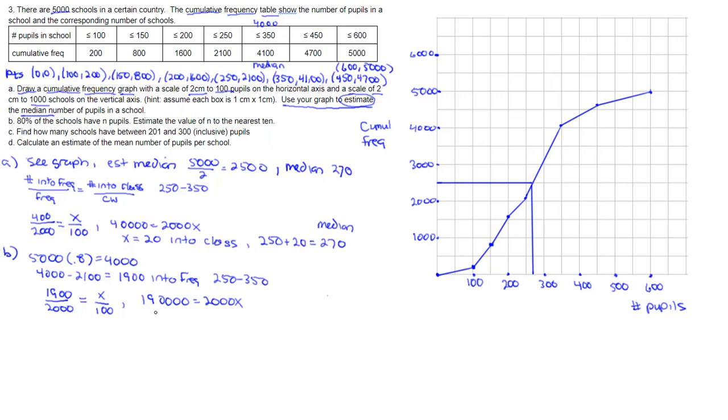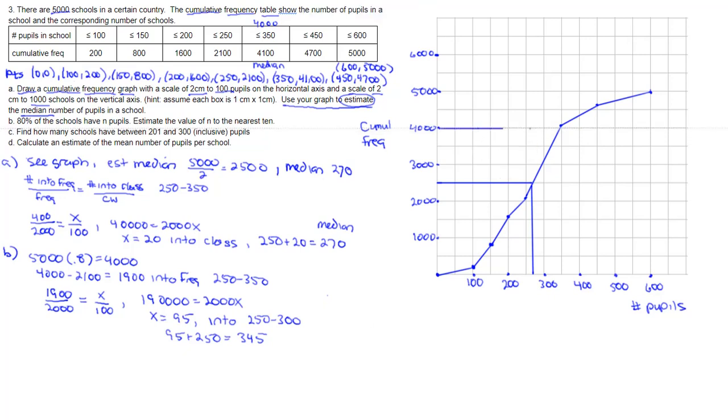Now I'm comparing it to how far I go into the boundary or the class width, and I don't know what that number is. I'm calling it X, but I can see the class width from 250 to 350 is 100. Now all I've got to do is cross multiply and figure out what X is. And then once I know what X is, I'm going to add that number to the lower boundary. When you solve for X, you find out that it's going to be 95. And that again, that's into this class. So if I take 95 plus 250, that gives me 345.